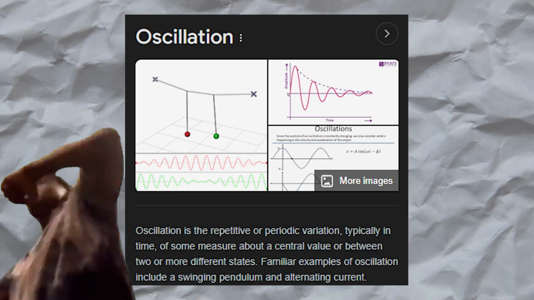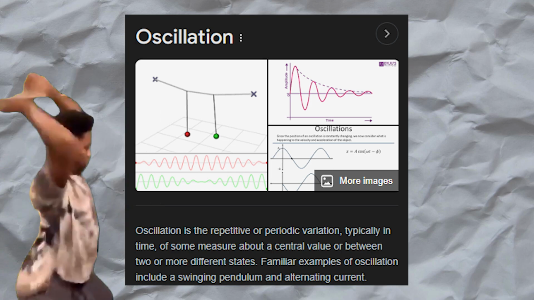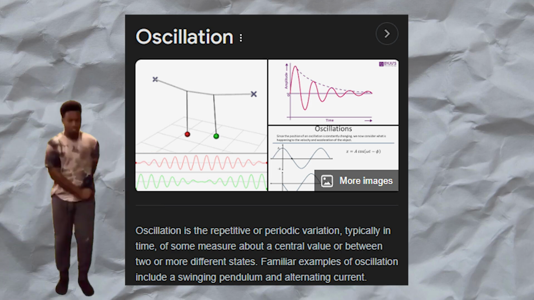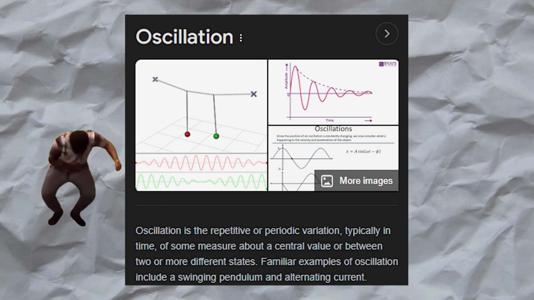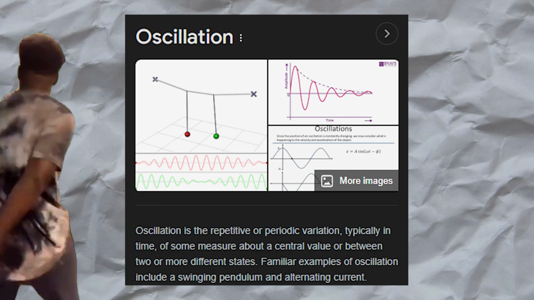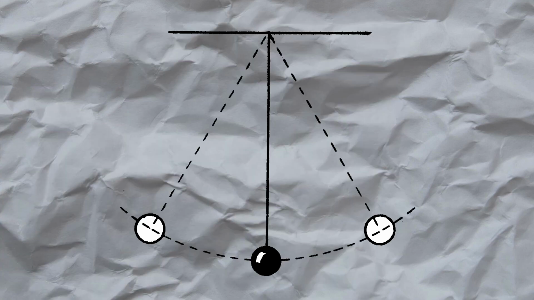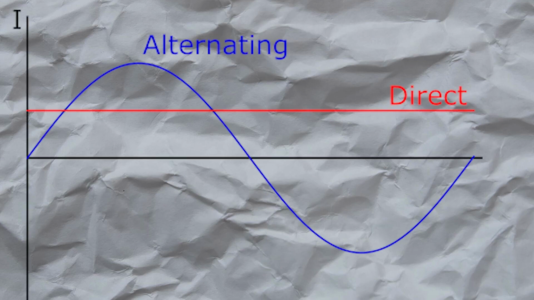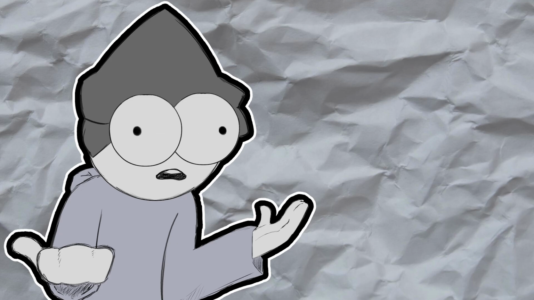Oscillation is the repetitive or periodic variation, typically in time, of some measure about a central value or between two or more different states. Some pretty neat examples of oscillation are a swinging pendulum and an alternating current. You know, like this weird, funky, wiggly line? These two need each other, but I doubt you'll hear me mention the word oscillation a lot in this video, maybe once or twice.